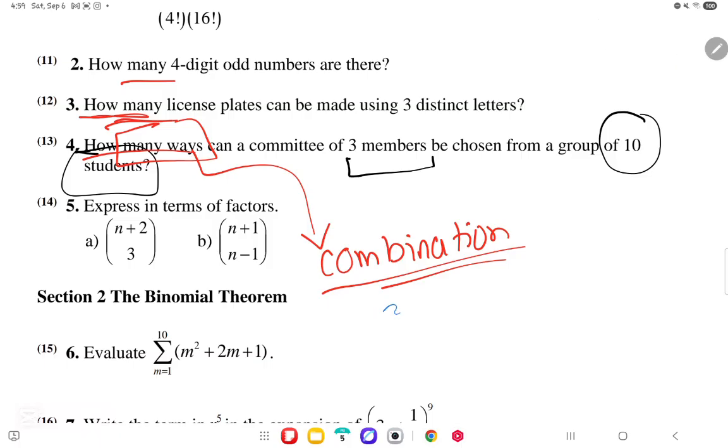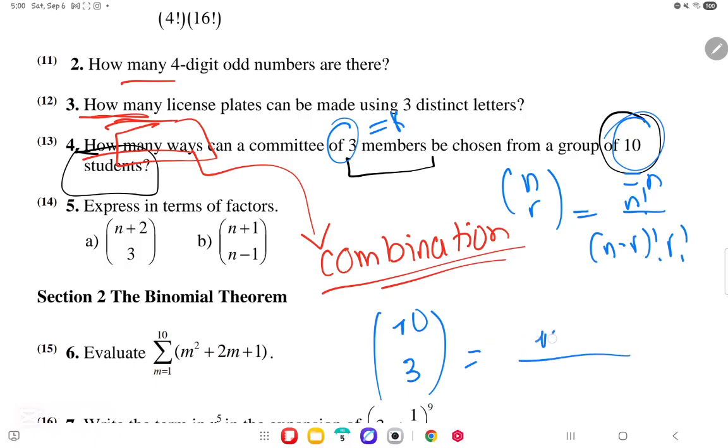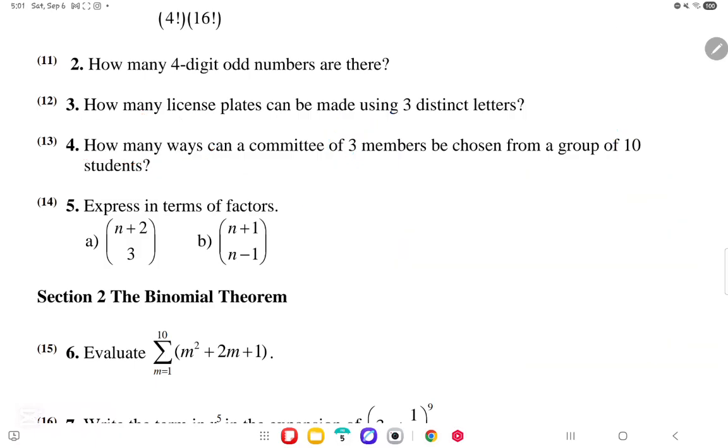In this case, it is a combination of a group of 10, that means 10 is our n. And how many can be chosen? 3 members can be chosen, so this is our k. Here you can either put it on your calculator and you will get the answer, which is 120. Or if you don't have the option to do it on your calculator, you will have to apply this rule: nCr, or nCk, same thing, equals n factorial over n minus r factorial times r factorial. So in this case, it would be 10 factorial over 10 minus 3 factorial times 3 factorial. Put it on your calculator and you're supposed to get 120. Okay, so that is it for question number 4.